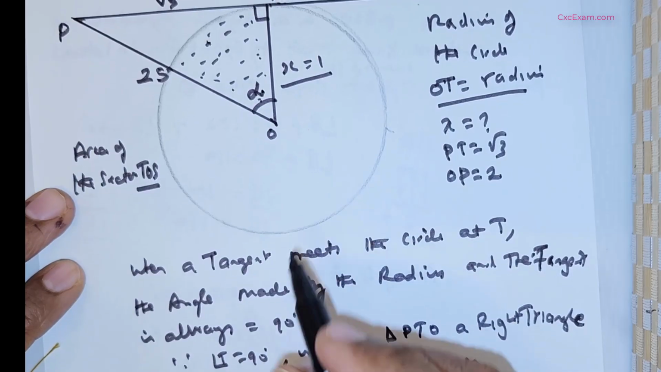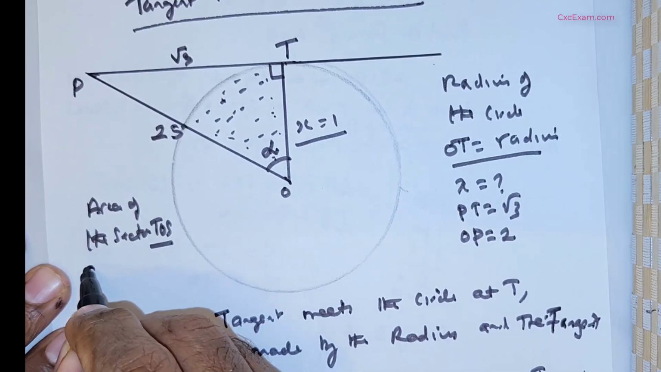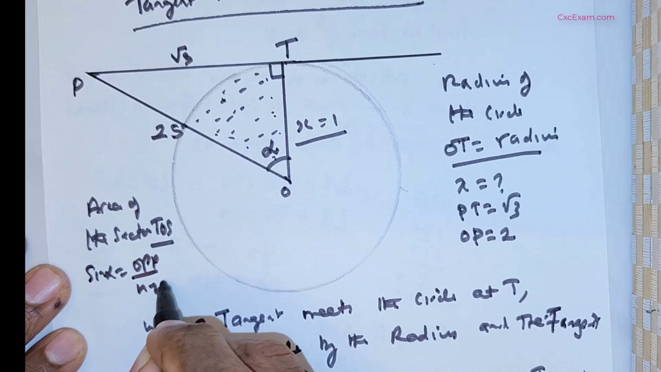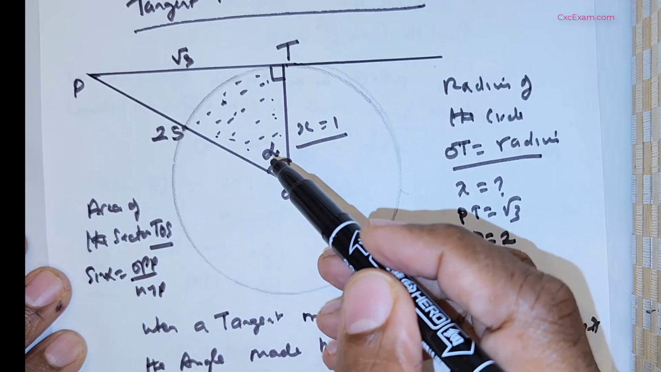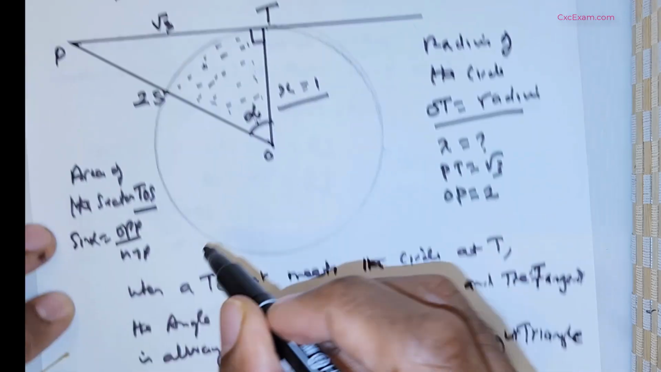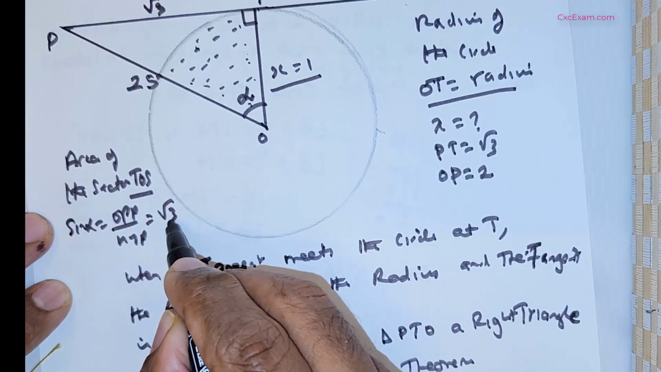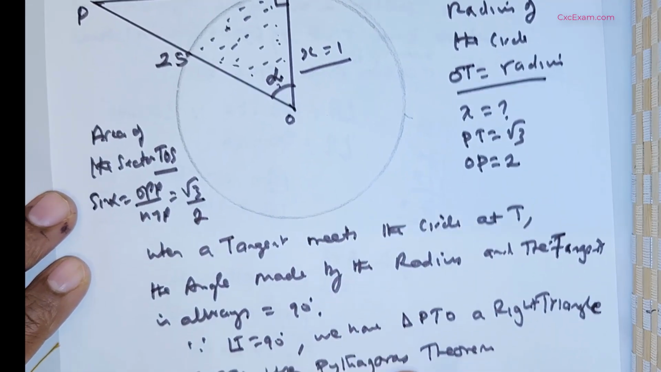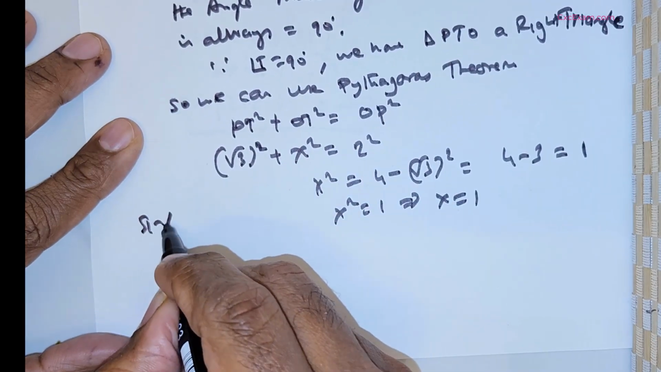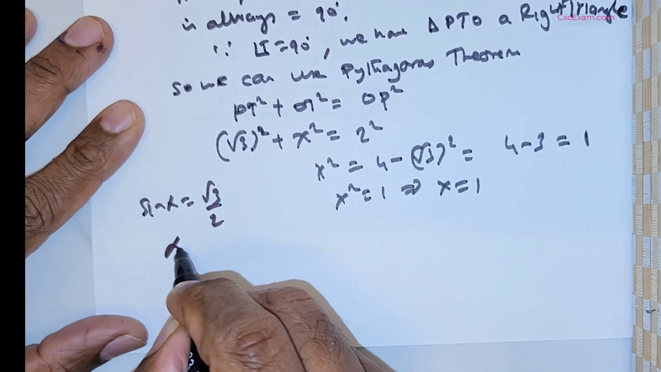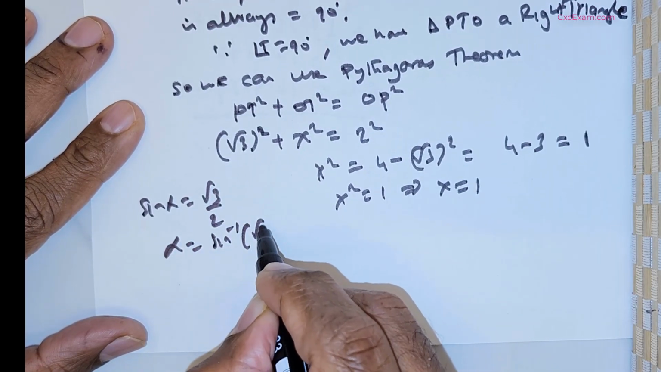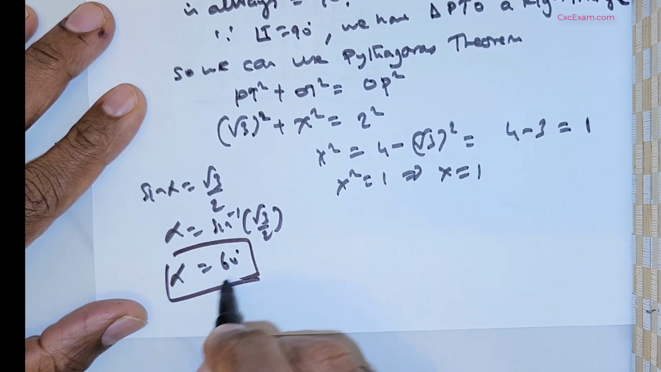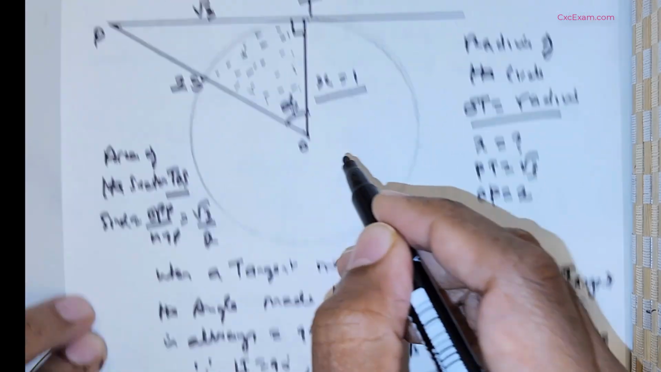So if I take sine alpha, it is opposite side over hypotenuse. So this is going to be root of 3 divided by the hypotenuse, which is 2. So sine alpha is root of 3 over 2. So alpha is equal to sine inverse of root of 3 over 2, which means 60 degrees. So this angle is 60 degrees.